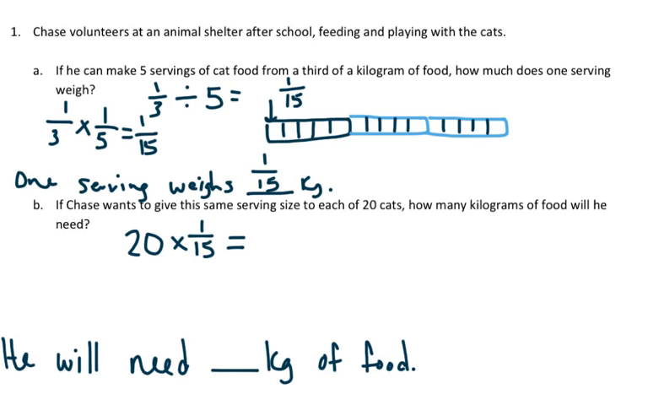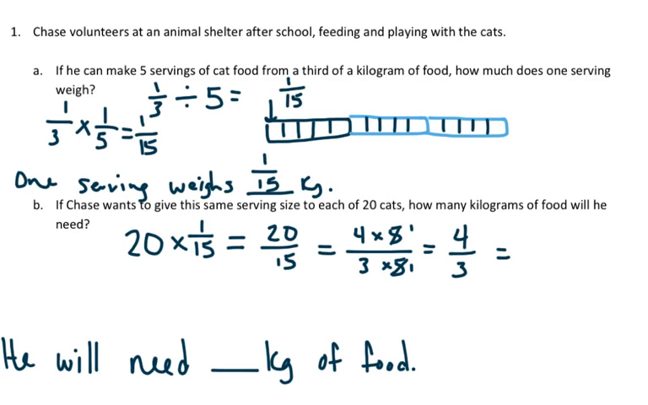So that's 20 times 1/15, which is 20/15. And this is the same as 4 times 5 over 3 times 5. And this can be simplified, so it's 4/3, and that is equal to a mixed number of 1 and 1/3. So he will need 1 and 1/3 kilograms of food.